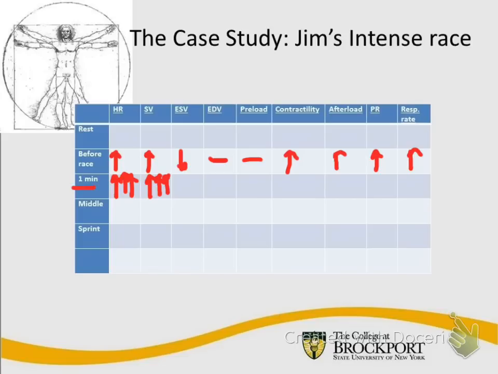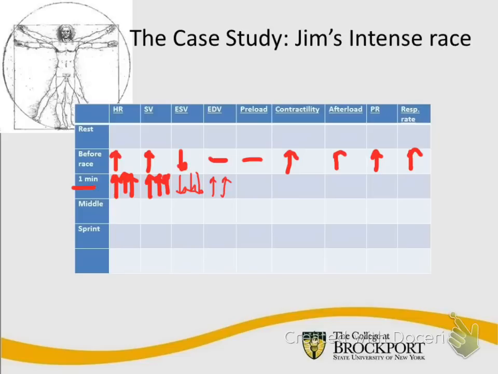Now, what about ESV? Well, you know we've decreased that, right? We're maximized. I've changed the thickness of the line. That's a little bit better. We've decreased ESV because we're contracting much more powerfully. We've also increased EDV. Now, why is this?